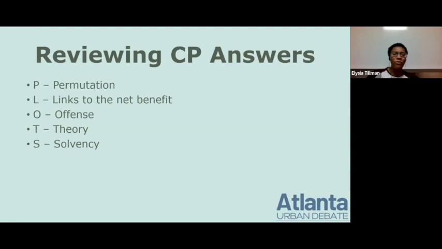So to start off with, we have the permutation, which you might also hear referred to as perm. This is probably going to be your most important tool against the counter plan. This is where you tell the judge, listen, the counter plan and the plan are not mutually exclusive. That is the key phrase, that they are not mutually exclusive. So we can do both, because the negative's goal is to get the judge not to vote to do the plan. If you're AF, you just need to get the judge to agree to do the plan. Even if they're also doing the counter plan, that is still a win for you.